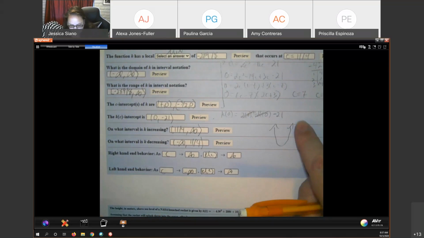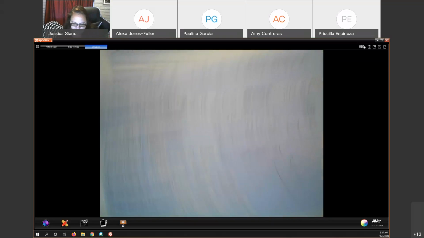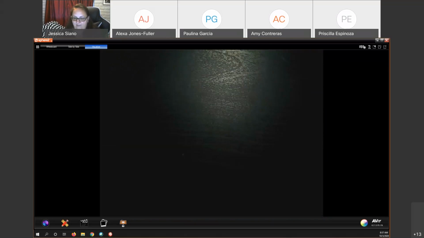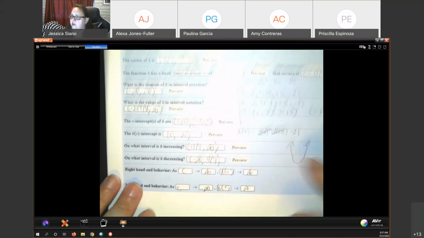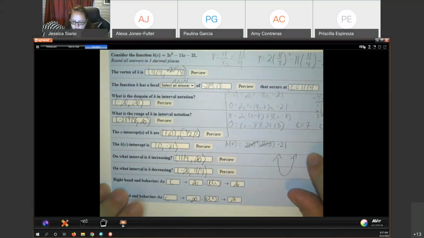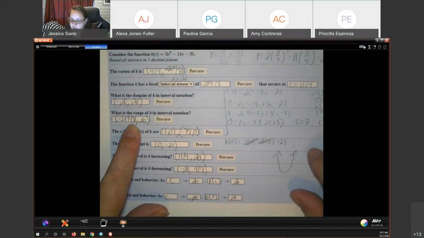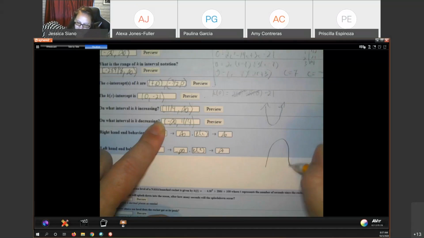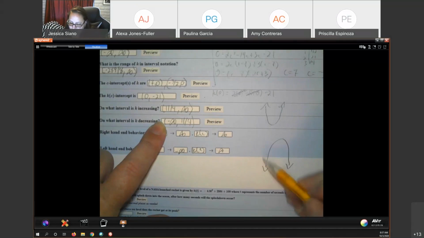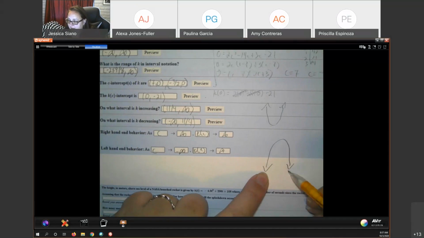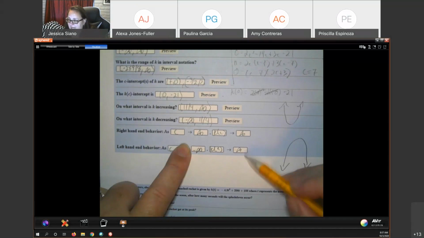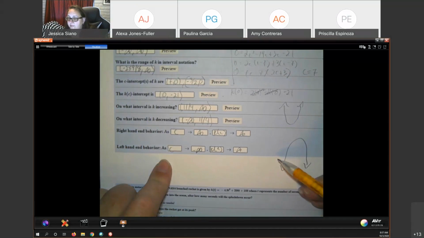Now, my only regret about this homework assignment is that both of the ones we did were increasing. So keep in mind that if your a value was negative, here are the things that would have changed. Your range would have flipped over. Your increasing and decreasing would have flipped over. So a parabola that has a negative a value is increasing on the left side and decreasing on the right side of the vertex. And your end behavior would both be negative infinity. Okay?